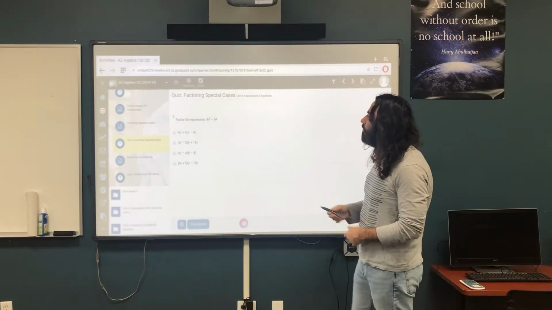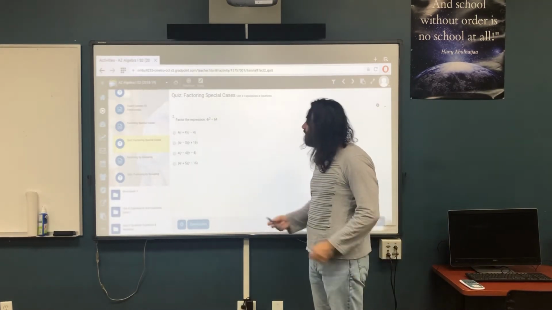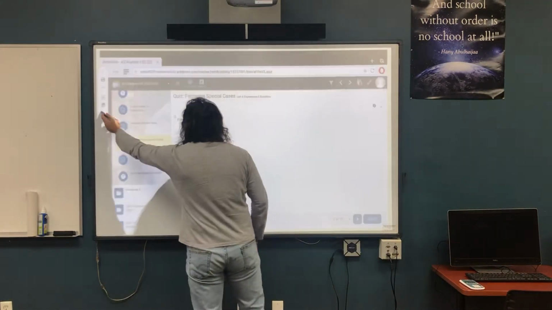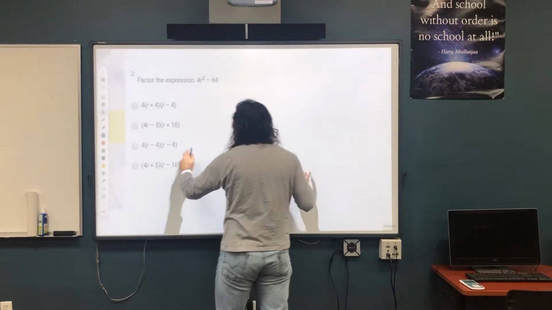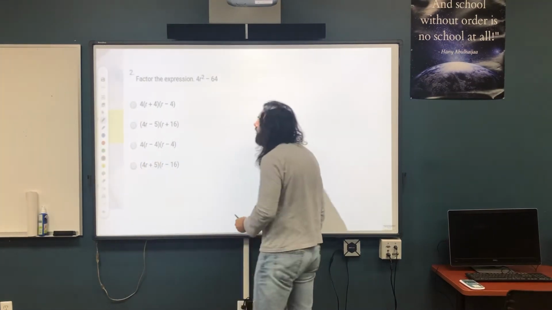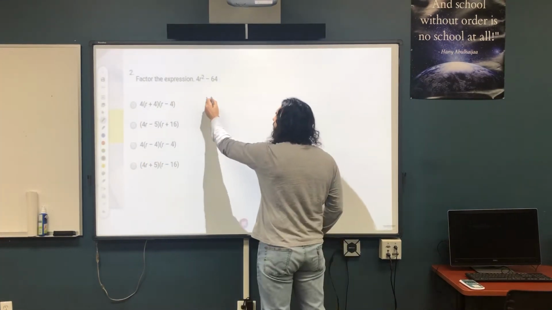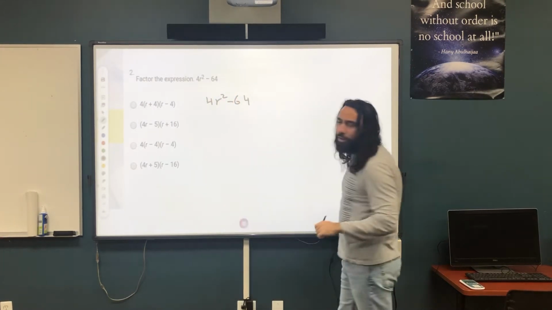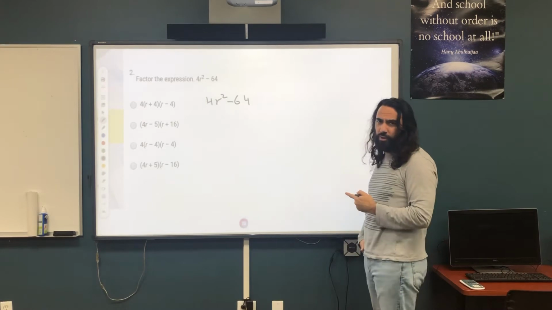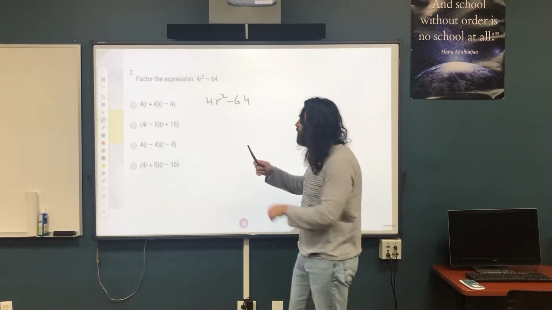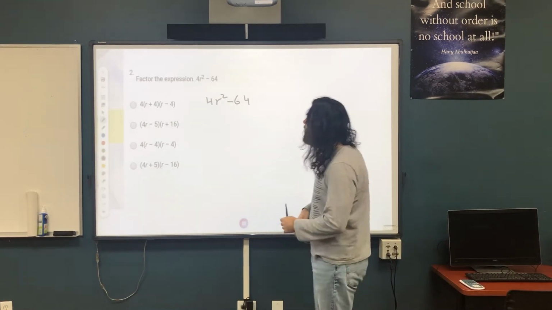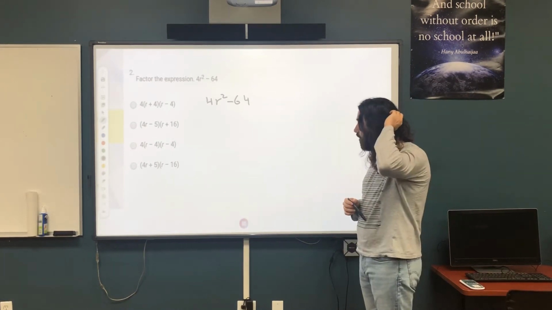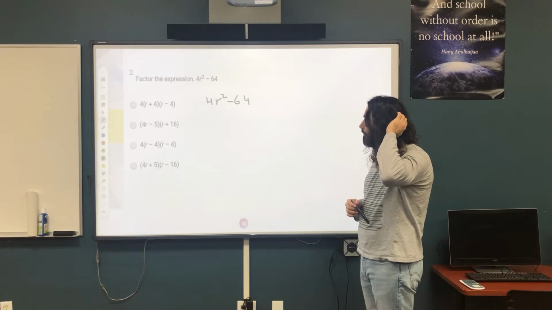Now, if we go to this one, we need to factor this expression. This one is not a trinomial, so it's supposed to be easier. We have 4r squared minus 64. This one is a binomial, because we have two terms. In this case, you also do the square root for both of them.